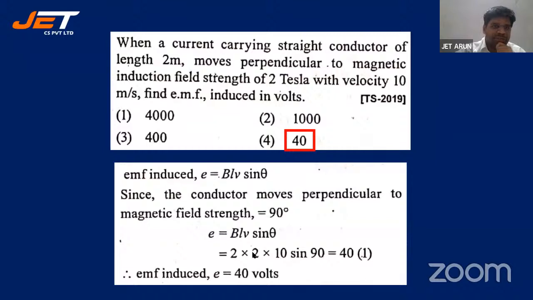Okay, Cyberthan had a confusion between 2 and 4, maybe because of the calculation. Calculation jagrata cheyali students. Simple calculation is 2 times 10. Calculation is very simple. But the idea is motional EMF, induced EMF, induced in a conductor moving in a magnetic field.